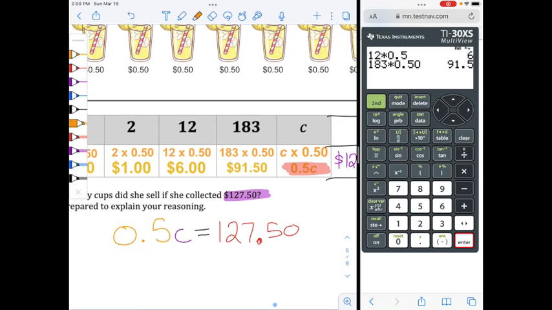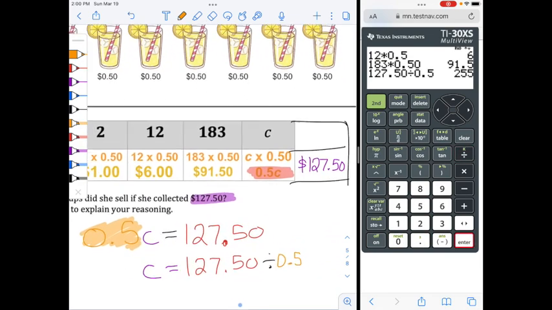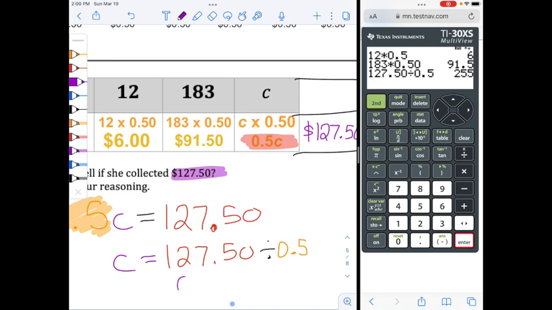We've been practicing a lot. We know that we can just divide by the number in front, by the coefficient, and that will tell us what the variable equals. So we're going to say C equals $127.50 divided by 0.5, 0 and 5 tenths. 127.50 divided by 0 and 5 tenths is 255. That is a lot of cups of lemonade. But it should be a lot of cups because $127.50 is a lot of money.